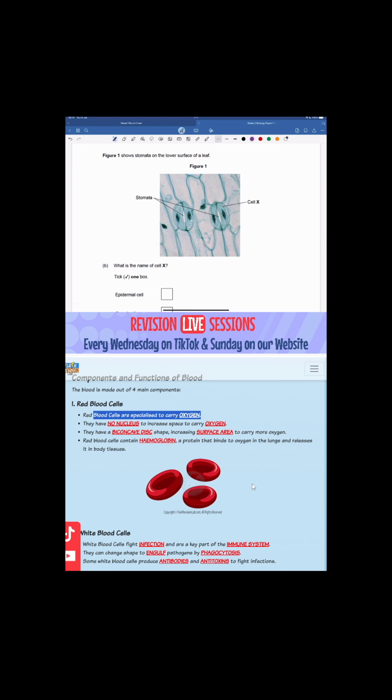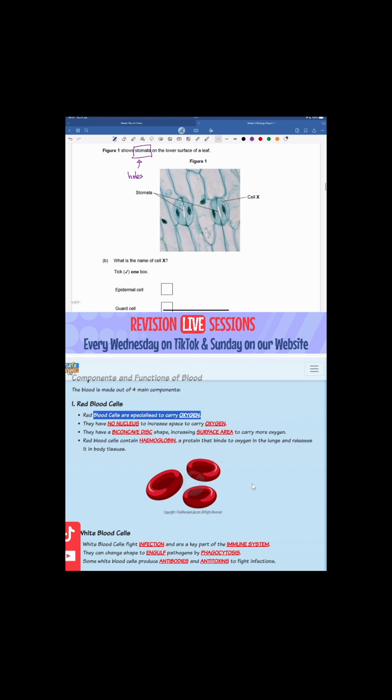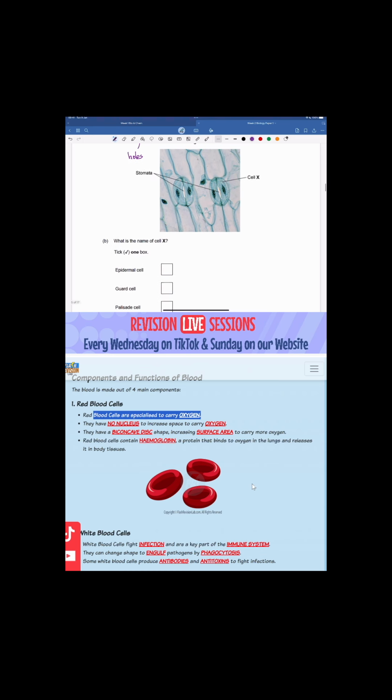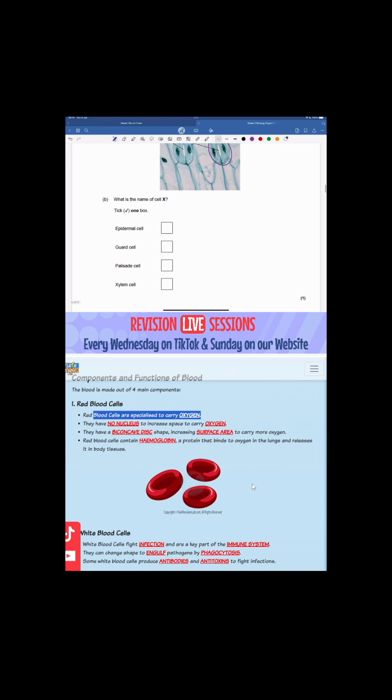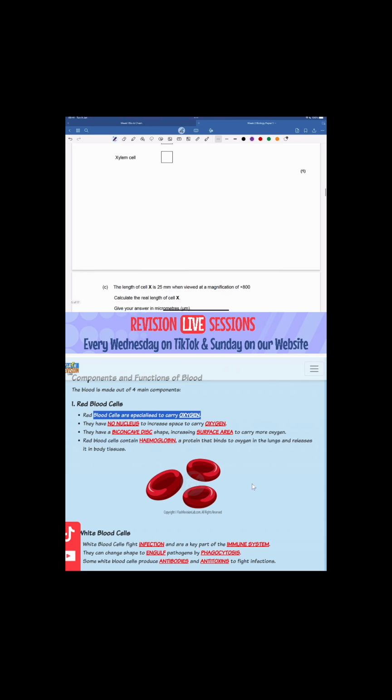So figure 1 here shows stomata on the lower surface of a leaf. So stomata are basically like holes that you have in the bottom of the leaf. These small holes can change their size. They can open up and close. The name of the cell that basically opens and closes it, it controls the opening of the stomata, is guard cells. Well done, guys. You told me that without even seeing the options. Guard cell. Yeah, good. Next question.